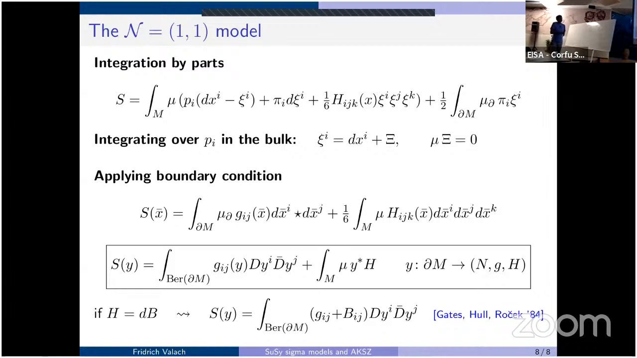And in a special case when this h is exact, then you can actually show that this second term reduces down and joins this g together in this term. And this is the standard Green-Schwarz action.